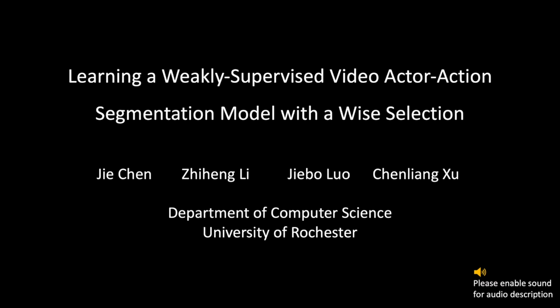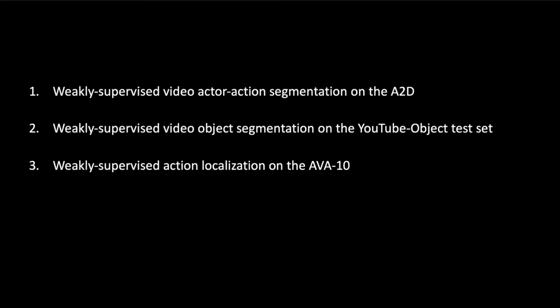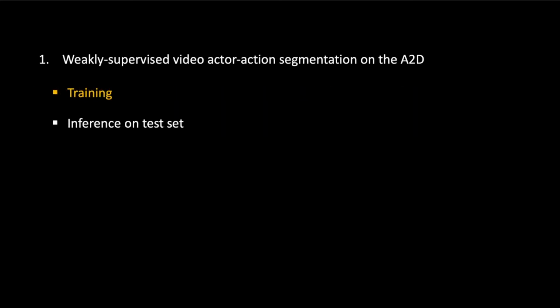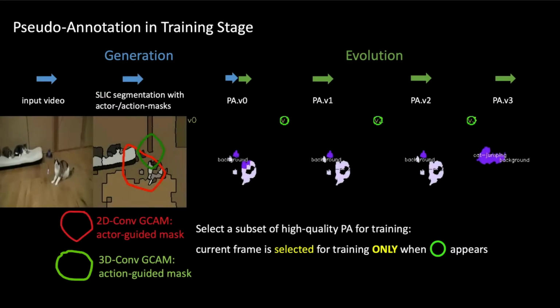This video provides qualitative results for our weakly supervised model on 3 tasks: video actor-action segmentation, video object segmentation, and action localization. Let's start by looking at how we generate pseudo annotation and make it evolve iteratively during the training stage. Here is an example.